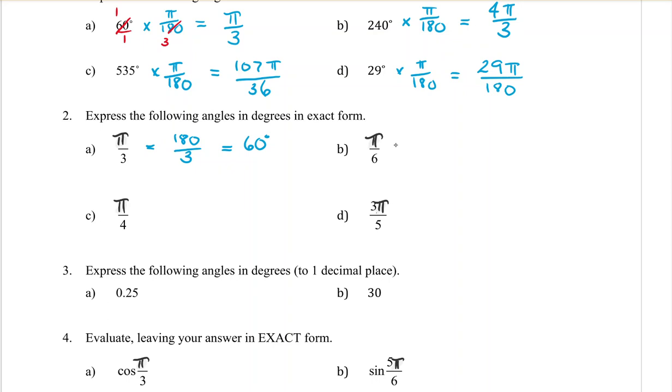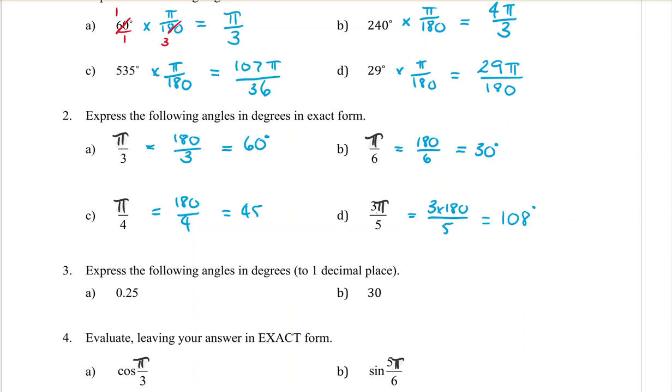Let's do it again. Replace the pi with 180, so it's 180 over 6, and that equals 30 degrees. Let's do it again. Replace the pi with 180 and divide it by 4. That's equal to 45 degrees. And one more time, replace the pi with 180, so it will be 3 times 180 over 5. And that is equal to 108 degrees.